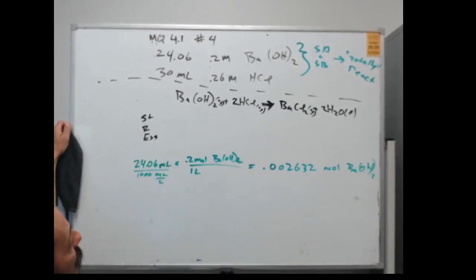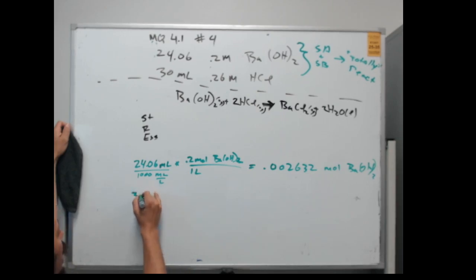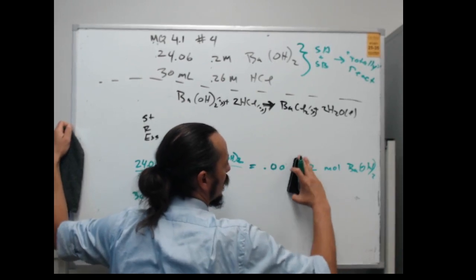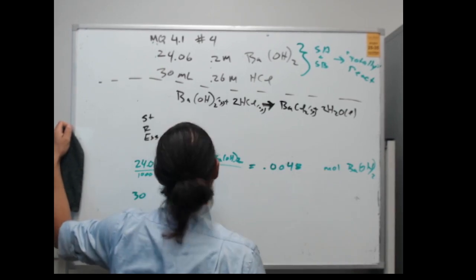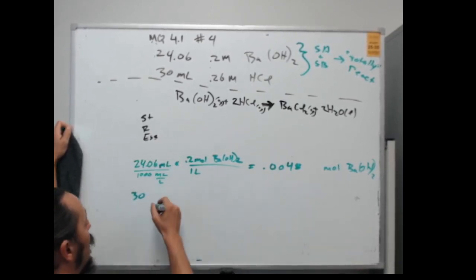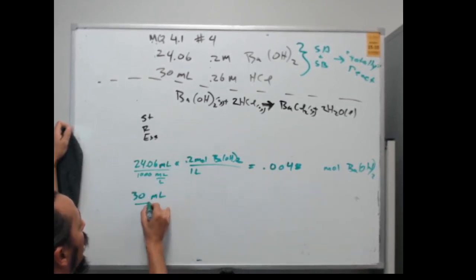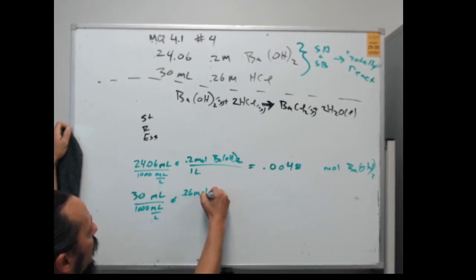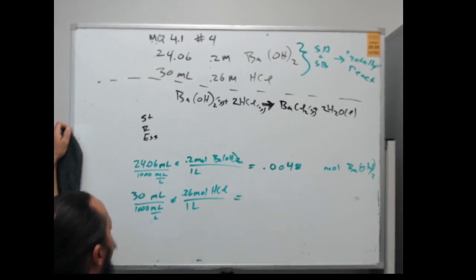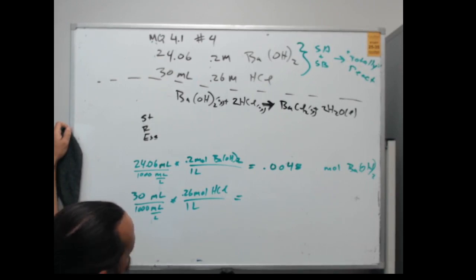Then we do the same type of thing for our HCl. We do our 30. Oh, I'm sorry, that's actually wrong. It's 0.0048 moles. Yeah. I was looking at the wrong thing. No worries. We do the same thing for our HCl, 30 milliliters, 1,000 milliliters per liter, times our 0.26 moles HCl per 1 liter. That is 0.0078.